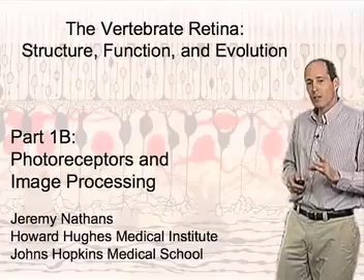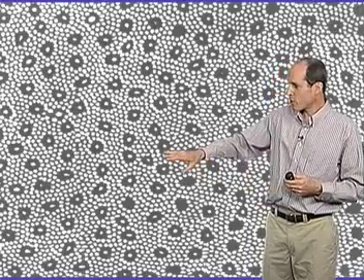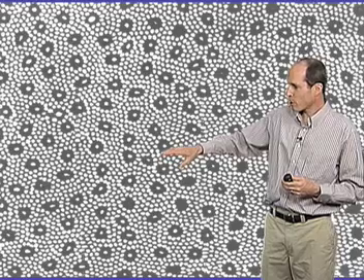Let's look at the arrangement of photoreceptors within the retina and explore the significance of that arrangement for the functioning of the system. Here's an en face view of a primate retina. We see each of these white spots is a single rod photoreceptor cell.